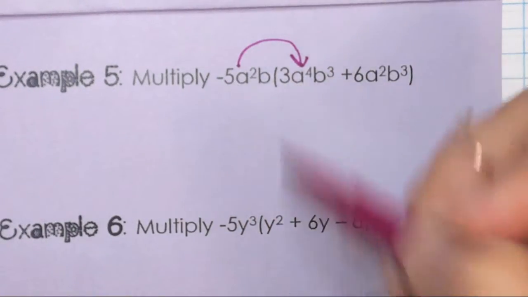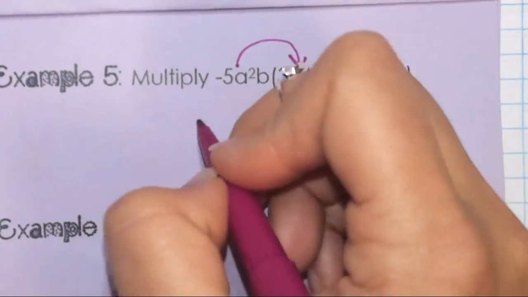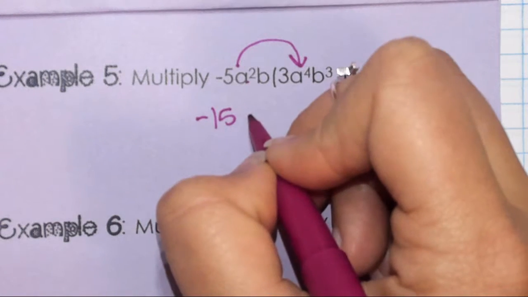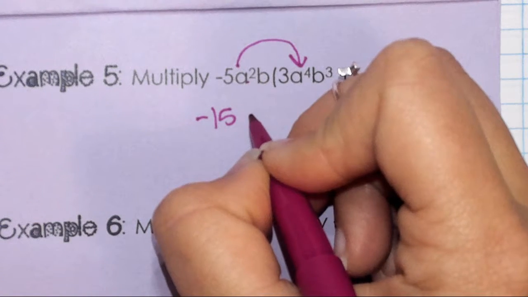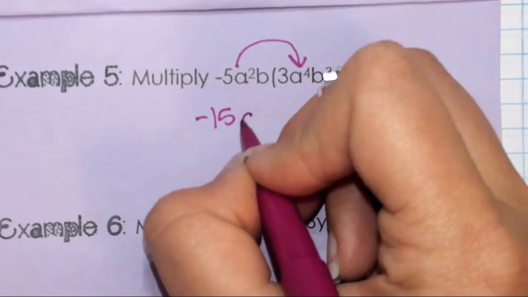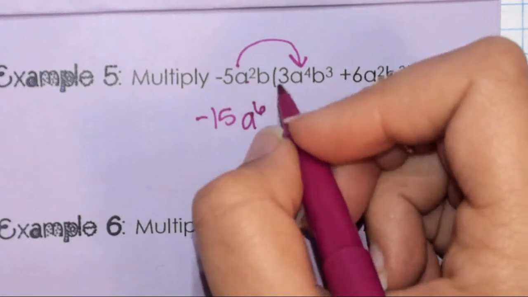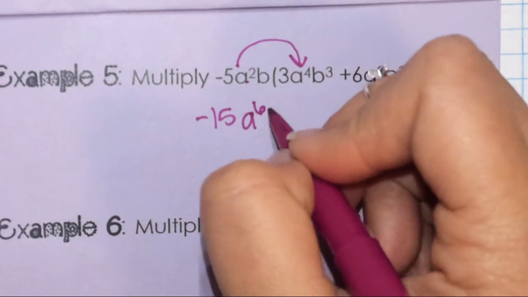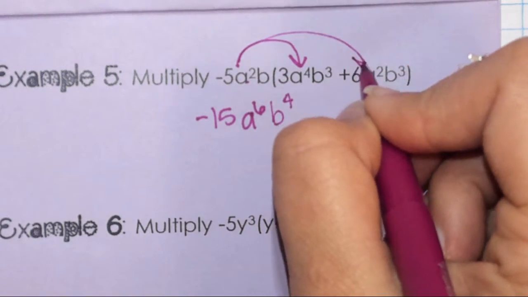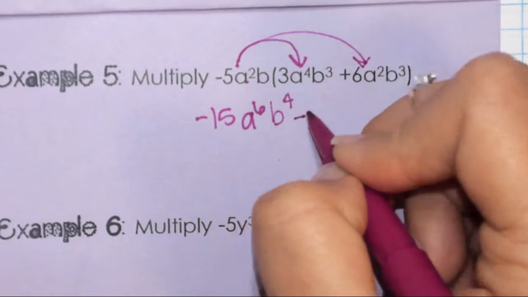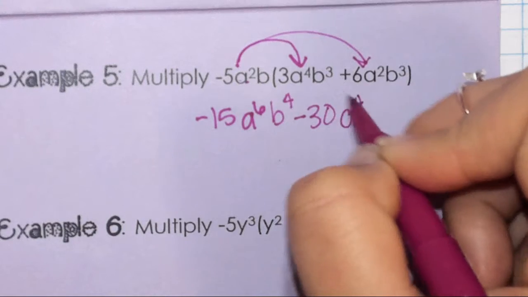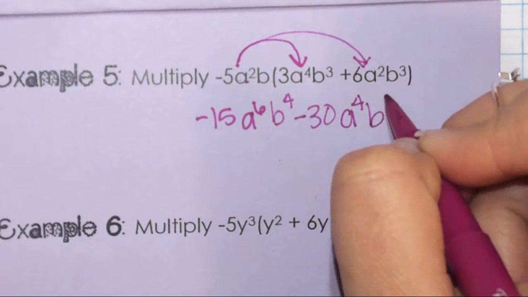So what's negative 5 times 3? Negative 15. Okay. What's a squared times a to the 4th? 2 plus 4 is 6. All right, b times b cubed is b to the 4th. Good. Now, negative 5 times 6 is negative 30. Good. a squared times a squared is? And b times b cubed is?